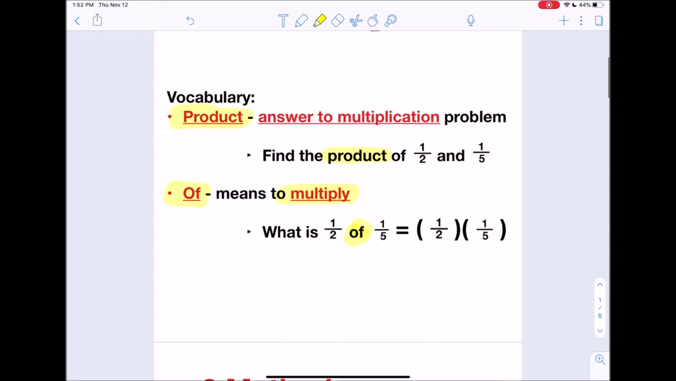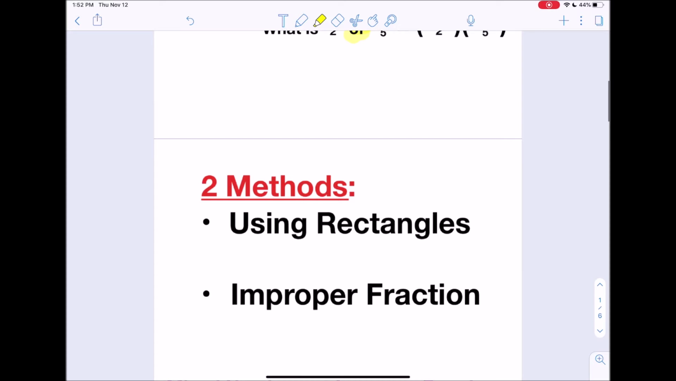Okay, let's continue. So we're going to be using two methods. The first method is using rectangles to solve the problems, and the second method is changing the mixed numbers into improper fractions so that we can just multiply and treat them like regular fractions.